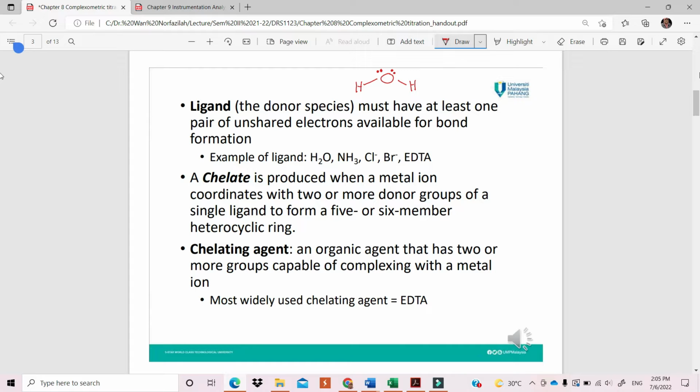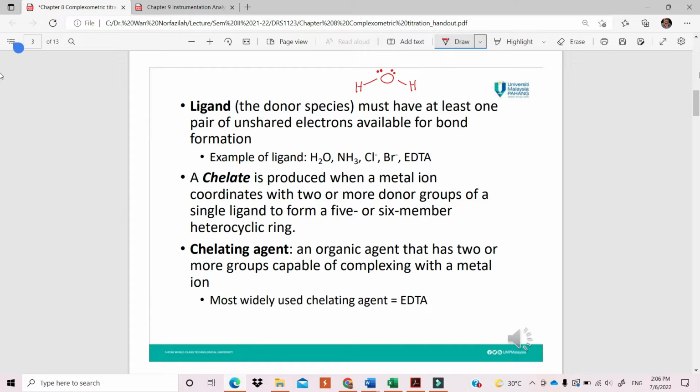Then we call this compound the ligand. As long as it has at least one pair of unshared electrons, and this electron can be used for bond formation with the metal ions, we can use it as a ligand or the complexing agent to undergo the complex geometric titration. Examples of other ligands, instead of water, are NH3, chloride ion, bromide ion, and also EDTA. This EDTA, we are going to see what it is after this.